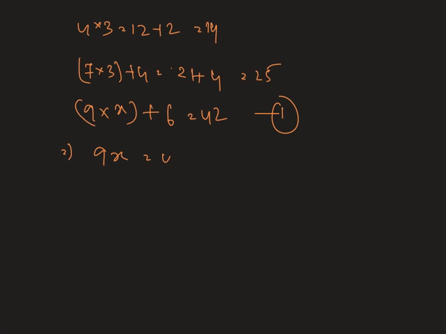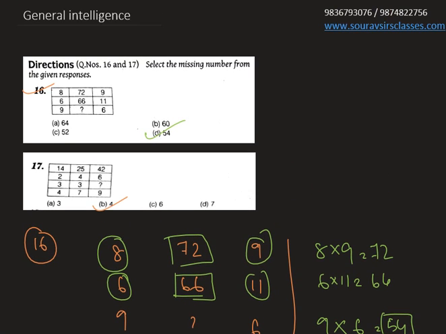Then 9x is equal to 42 minus 6, which results in 36, and therefore we get our required answer, which is 4. So B is the right answer.